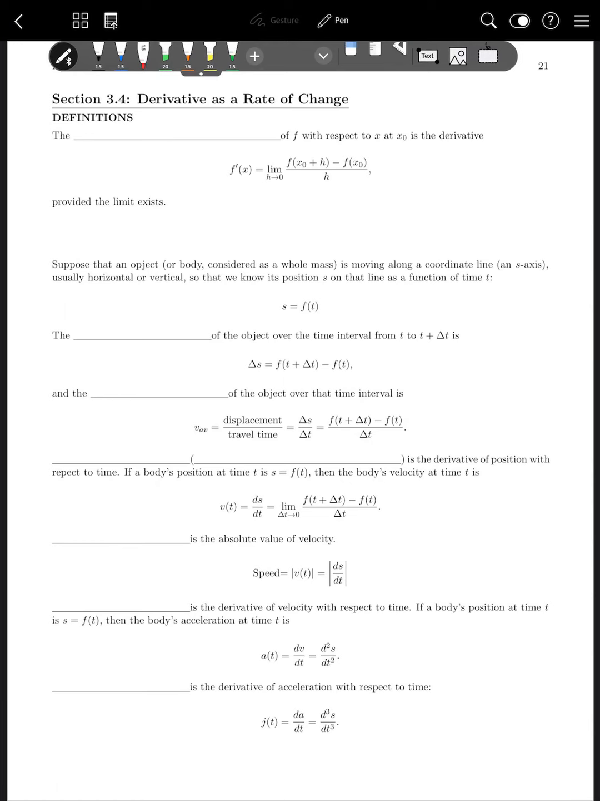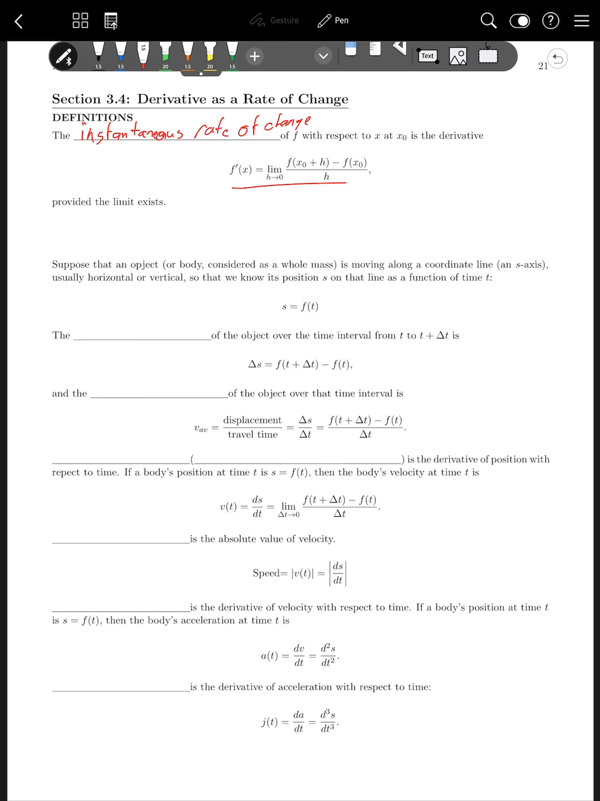So we're just going to start off with a few definitions here, and then we'll get into applying those definitions in a moment. So the instantaneous rate of change of f with respect to x at x equals x naught is the derivative, right? And that's the definition when that limit exists.